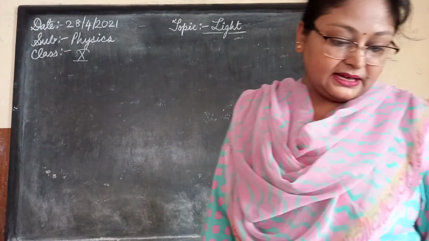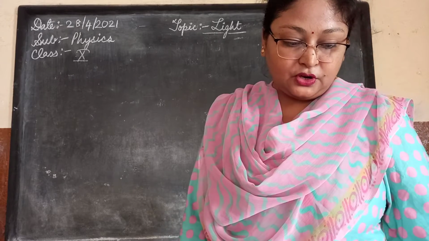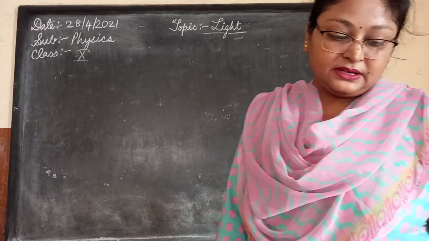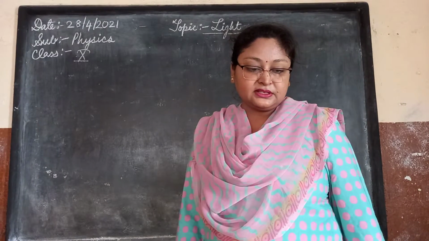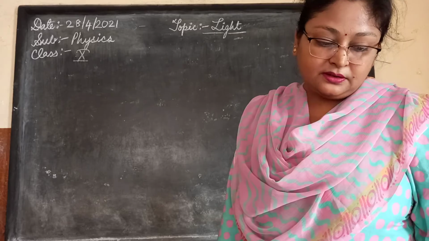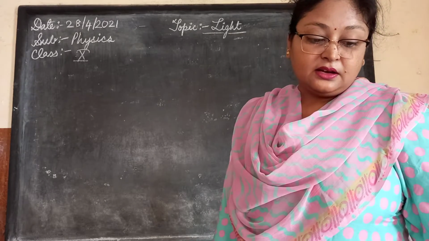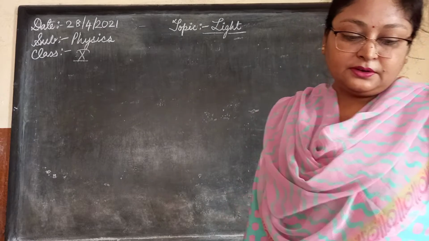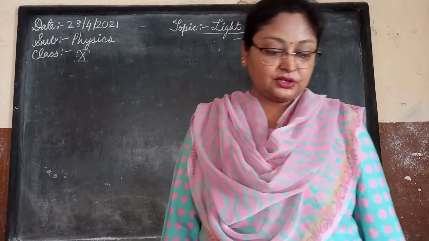Now, name a mirror that can give an erect and enlarged image of an object. So we will have a mirror which will give an erect and enlarged image of an object. It will be a concave mirror in which we will get an erect and enlarged image of an object.